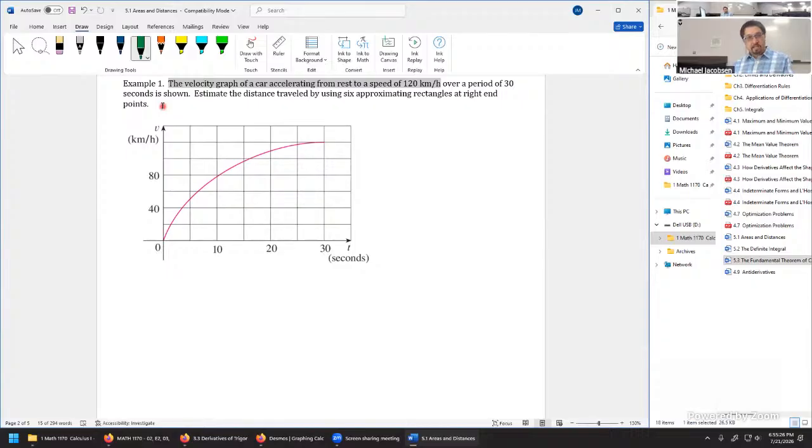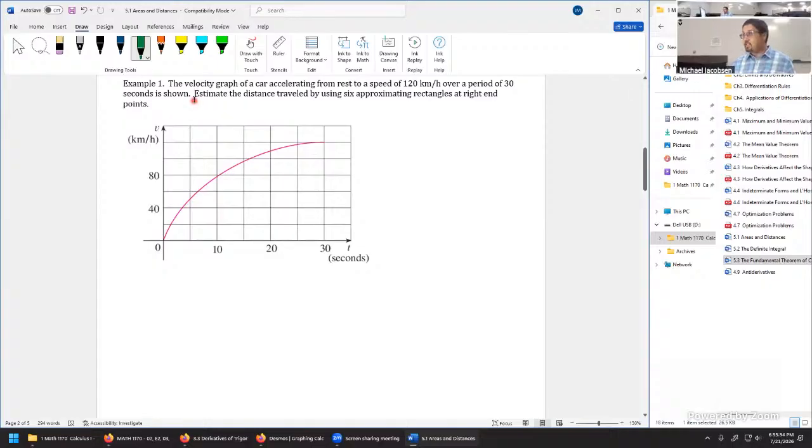So imagine this is like the speedometer, but we also know the direction. The car is moving in a positive direction, so velocities are always positive. Here's the velocity, goes up to 120 kilometers per hour over a period of 0 to 30 seconds. So that's kind of nice to know in a way. But what we really want to find out is, if we can track that velocity, we should know how far it went, right?